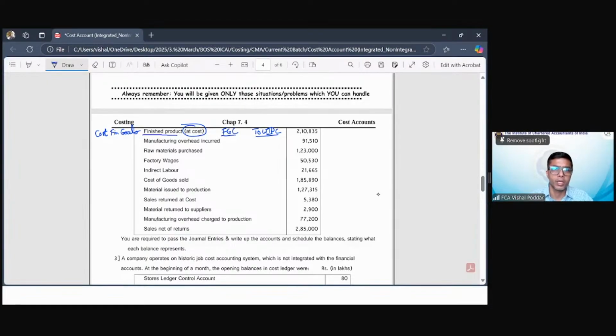Correct? Next is manufacturing overheads incurred. Chalo, fast. Give me the entry. Overheads incurred.